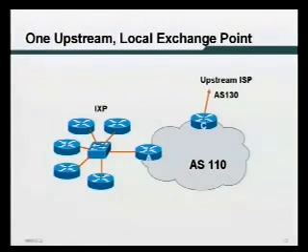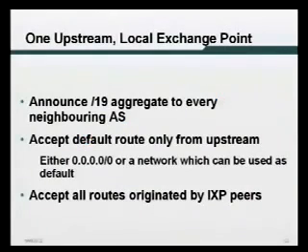So a picture could be something like this. So again, router A connects to the exchange point in this case. It peers with the other service providers at this exchange point. Router C goes to the upstream. So as we've done before, we announce the /19 aggregate everywhere. It's to every neighboring AS, so both to the upstream and to every peer at the exchange point.